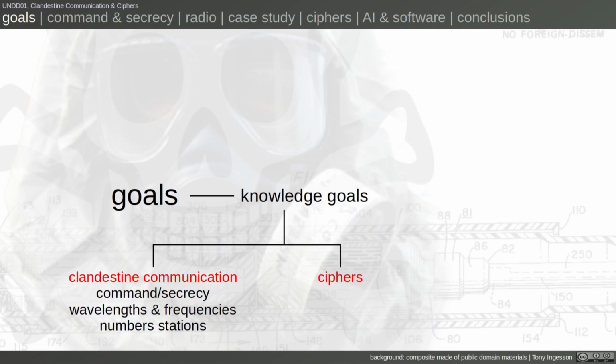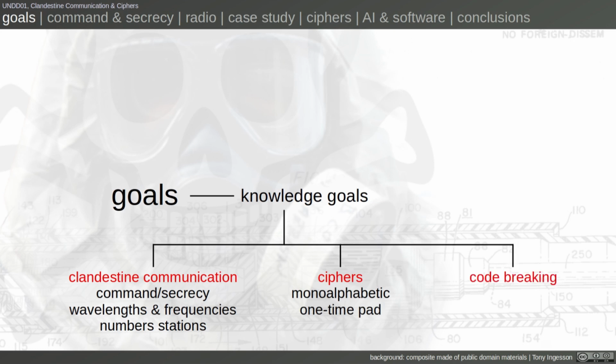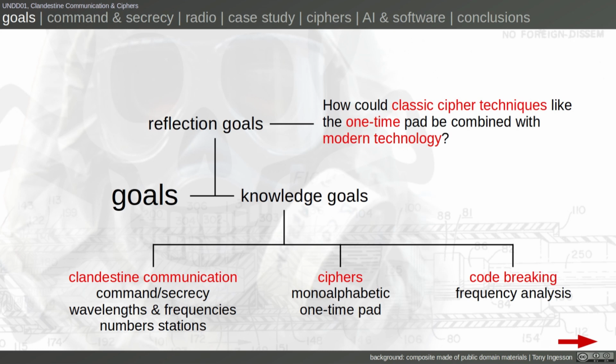We're going to talk about ciphers, specifically what a monoalphabetic cipher is, and a one-time pad, how that works. We're also going to take a brief glimpse at code breaking, specifically how to use frequency analysis to break, for example, a monoalphabetic cipher. So during this lecture and afterwards, I would encourage you to reflect on how classic cipher techniques like the one-time pad could potentially be combined with modern technology.